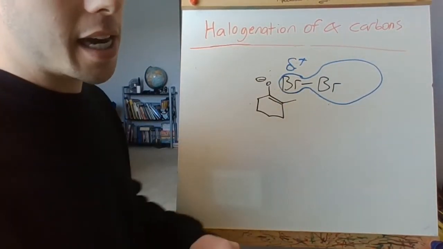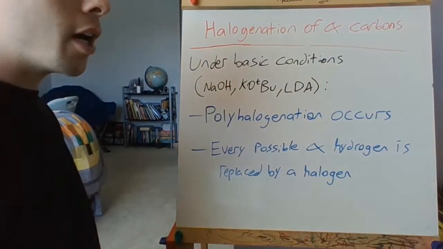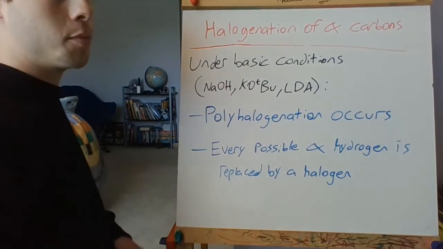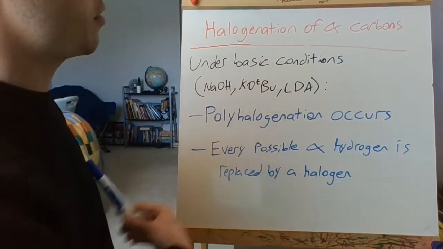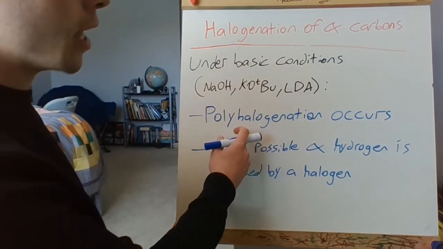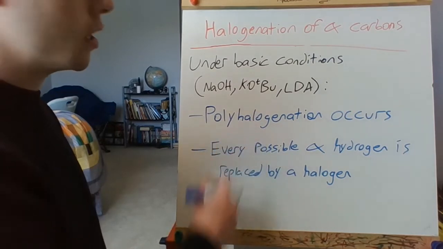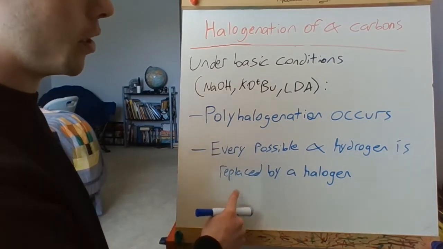And so since this one has a partial positive charge, it can act as our electrophile, where our nucleophile comes in and attacks. So in the previous examples, we only had one alpha hydrogen, but one thing to keep in mind is that under basic conditions, so we're using sodium hydroxide, potassium tert-butoxide, LDA, any type of base, polyhalogenation is going to occur. And so that means that every single alpha hydrogen is going to be replaced by a halogen.